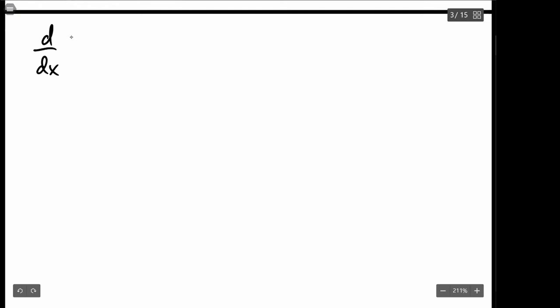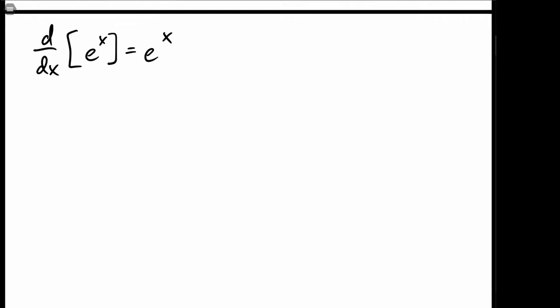Now that we have the chain rule at our disposal, we can really start differentiating more things, right? Something we've been lacking is being able to differentiate exponential functions. So we know that the derivative of e to the x is just e to the x, right?